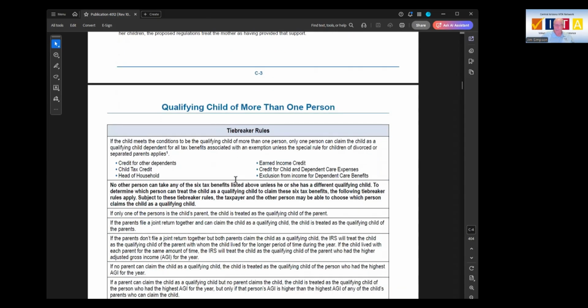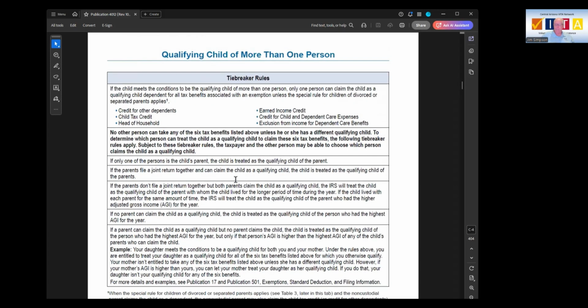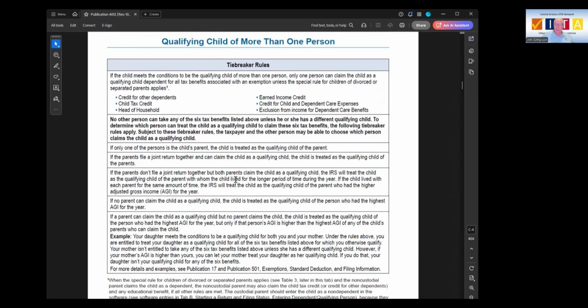What else have we got here? Okay. And so here's that chart, the tiebreaker rules, right? And this is the one I'm going to refer you to, because there's one of our test questions where you've got to go look at this chart to determine the answer, right?